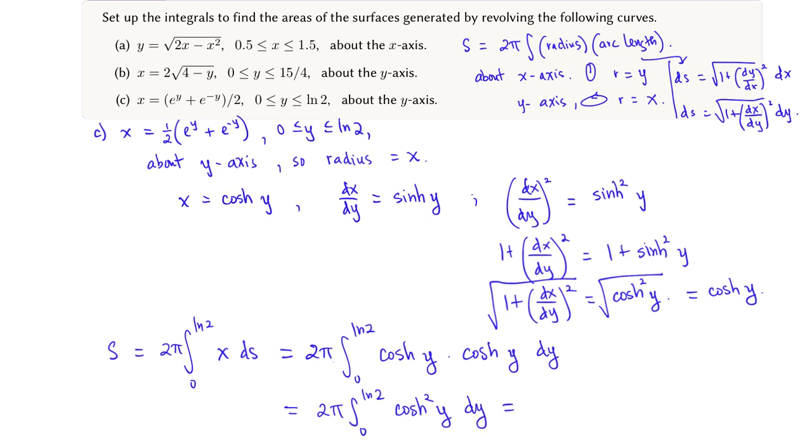We can just leave the answer in this form, but we can also rewrite it in terms of exponential functions. Hyperbolic cosine of y is e to the y plus e to the negative y over 2. We circle back to the original expression, x equals hyperbolic cosine of y, which is 1/2 times e to the y plus e to the negative y.